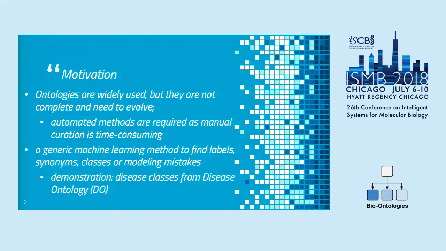First of all, our motivation for this work is that we know the importance of biomedical ontologies and how widely used they have become nowadays. We also want to recognize the data and the knowledge captured by those ontologies in text. So here we develop a generic machine learning method that can recognize labels and synonyms in any given ontology in order to extend those ontologies. We demonstrate that as a case study in the disease domain using the Disease Ontology.